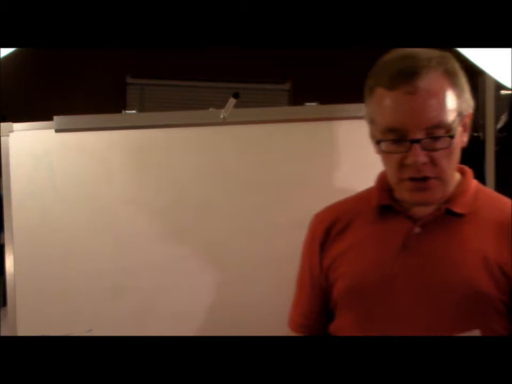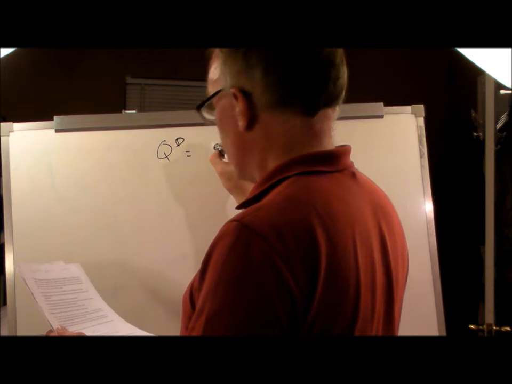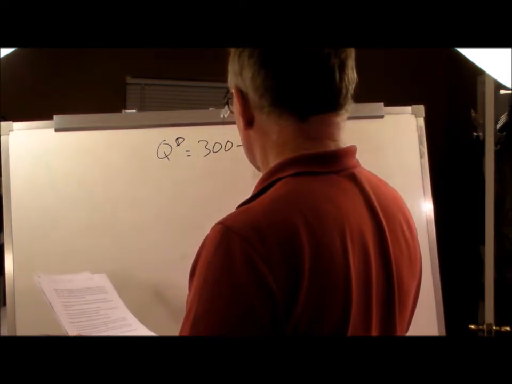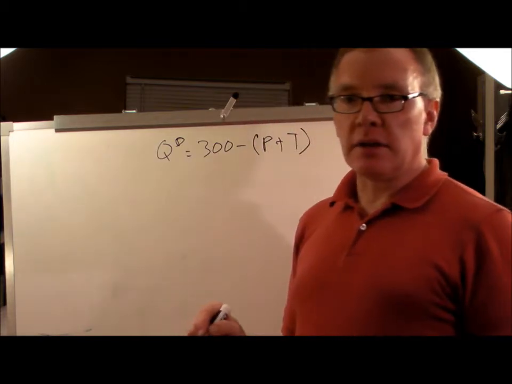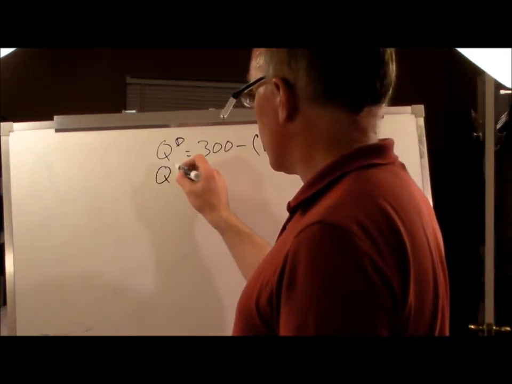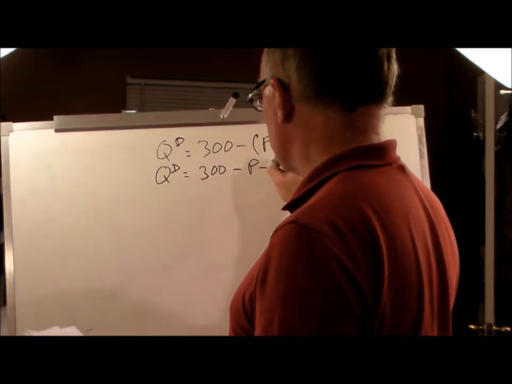Okay, so now the fun really begins. The question says, suppose that a tax of T is placed on buyers, so that the new demand equation is that the quantity demanded equals 300 minus P plus T. And I want to get rid of these parentheses right away just because it's easier for me. So we're going to say the quantity demanded equals 300 minus P minus T.